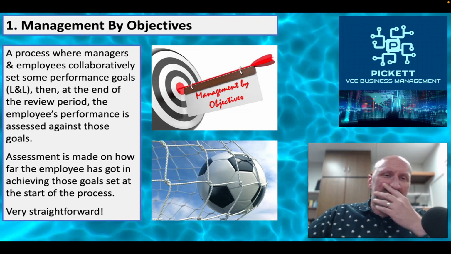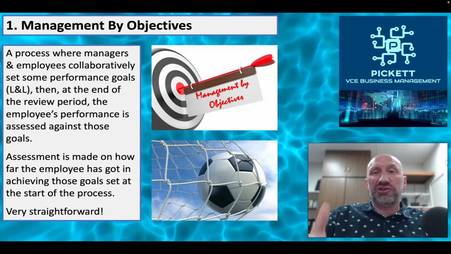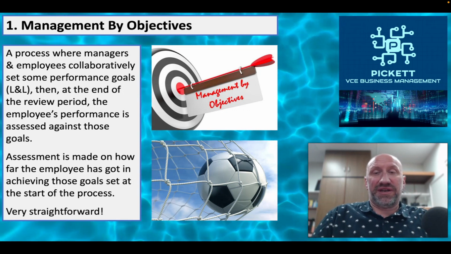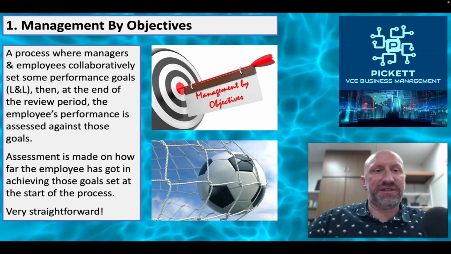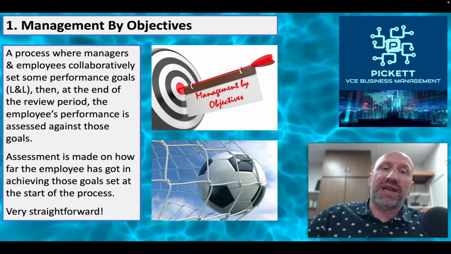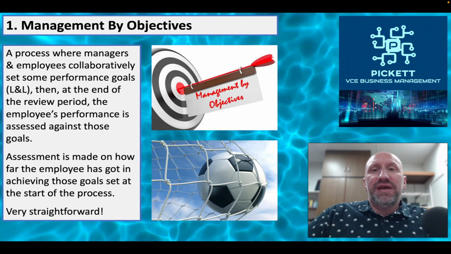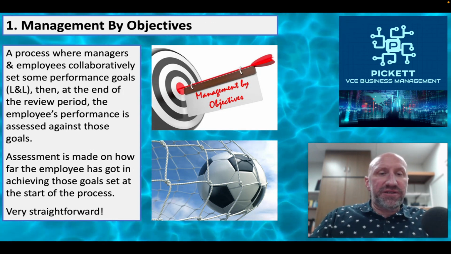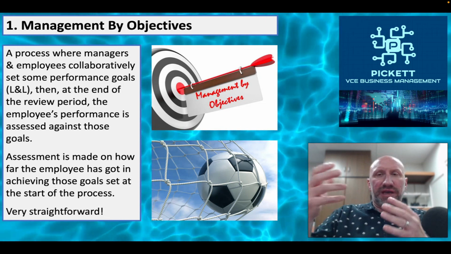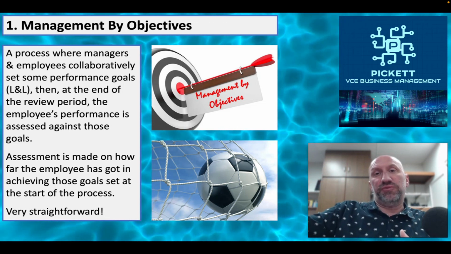So this is a process where, basically, this actually looks a lot like Locke and Latham's goal setting theory. This is pretty closely related to that. So managers and employees collaboratively set some performance goals. And then at the end of the review period, okay, so we're setting the goals today and this is when they should be achieved by.